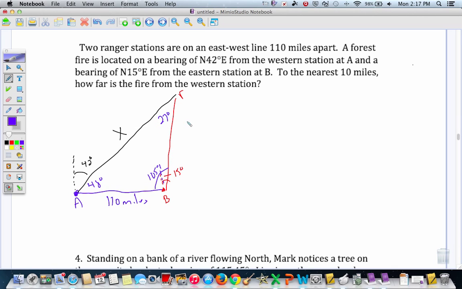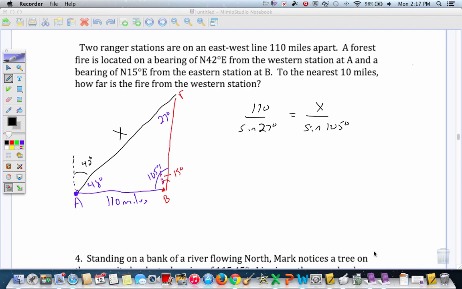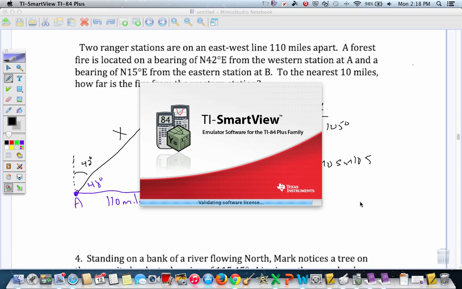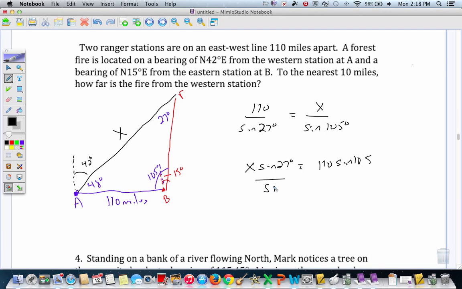So now that we have all three angles and a side, we can use our law of sines, because 110 is across or opposite the 27 degree angle. So there's one of our ratios, 110 over the sine of 27. We're trying to find side x, and the angle opposite it is 105 degrees. So then we can cross multiply, and we have x times the sine of 27 equals 110 times the sine of 105. And we can go ahead and divide by the sine of 27. If we divide by the sine of 27, we're going to get x to equal about 234 miles away.